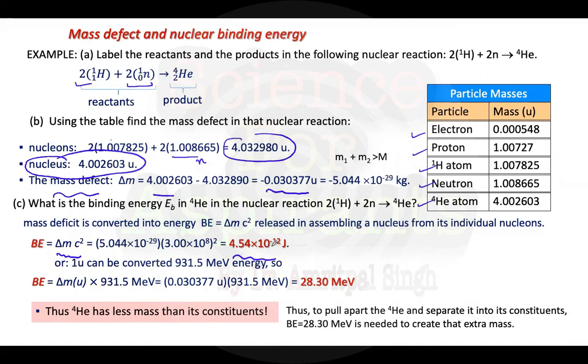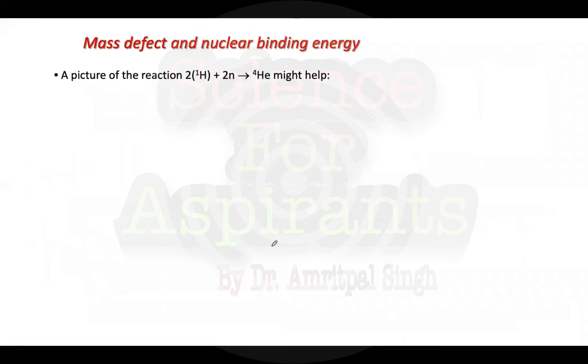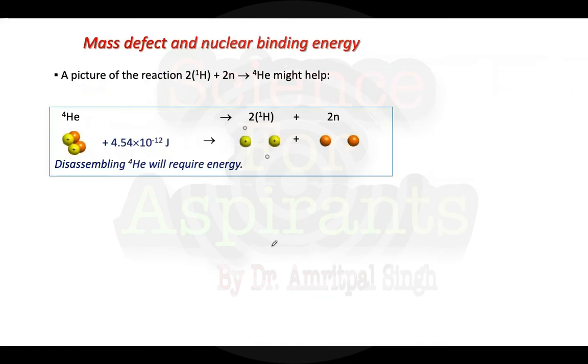So in order to pull apart this helium and separate it into its constituents, we need 28 mega electron volt energy, which can separate this helium into two protons and two neutrons. So similarly, in order to disassemble this helium, we require energy. If we supply this much energy, then we can break this helium nucleus into two protons and two neutrons.